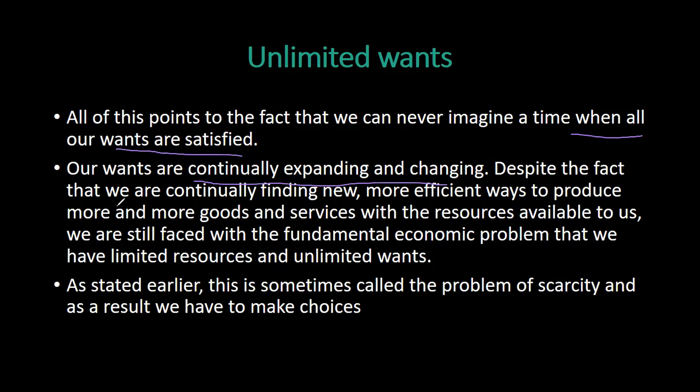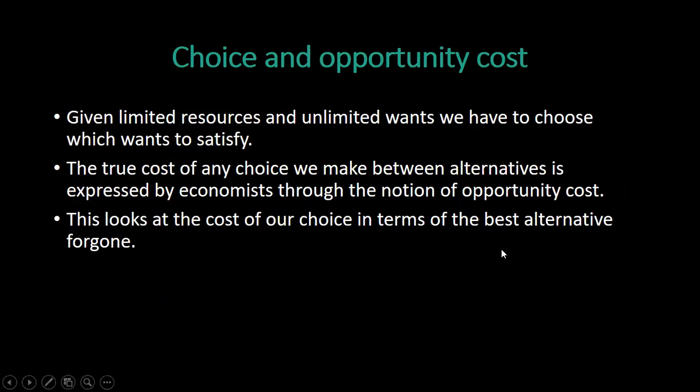Okay, as stated earlier, this is sometimes called the problem of scarcity, and as a result, we have to make choices. These are my unlimited wants, and because my unlimited wants are always increasing and expanding day by day, there will be basically no restriction regarding my unlimited wants. So choice and opportunity cost. Given limited resources and unlimited wants, we have to choose what wants to satisfy. So we have to balance it.